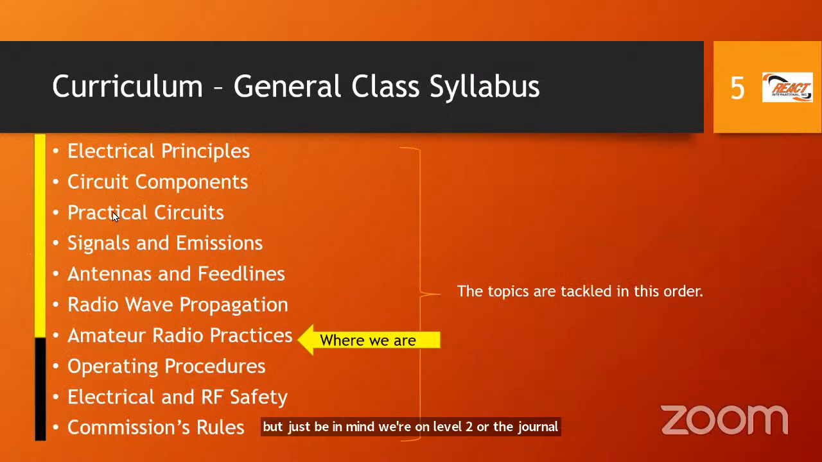So in respect of our curriculum, up on your screen here, you can see that we are really progressing quite nicely. We are presently midway through amateur radio practices. We will actually finish that topic this evening, and we'll actually go on to operating procedures. So quite good progress indeed. And you realize after that, we just have 2 more topics, electrical and RF safety and commission rules, to bring this course to a close. So we are rapidly getting there.